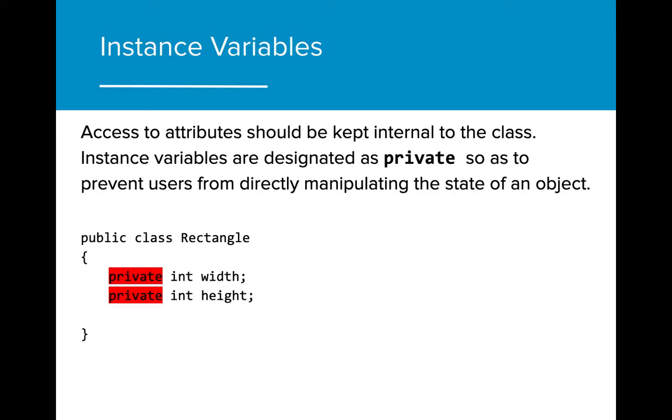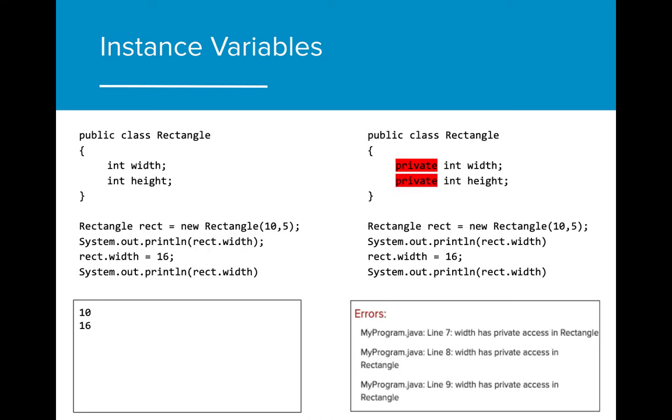Generally speaking, we make the instance variables in our programs private so that the data stored by an object cannot be easily manipulated. If we didn't make instance variables private, their internal values could be changed easily from other files. In this case, if the instance variables width and height were public, we could manipulate their value by calling rect.width or rect.height and make changes directly to the object. When we set the instance variables to private, users can no longer change the values of width and height directly.